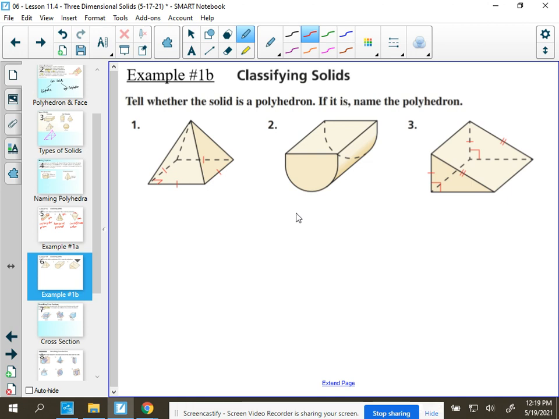If so, name it. So different type of pyramid here. It's definitely a pyramid. Hopefully we're seeing that as pyramid. By the base, I can tell equilateral and the right angle makes that a square. So we would call this a square pyramid. We'd answer the question, is this a polyhedron? Yes.